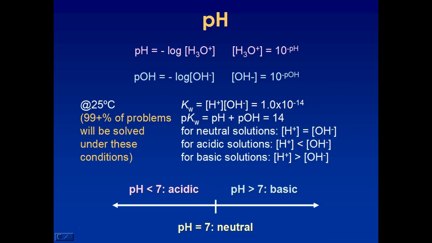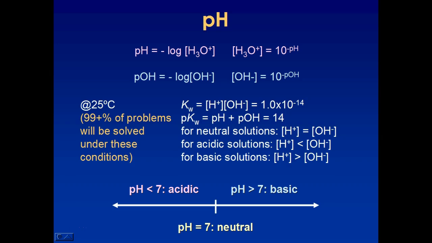As we saw in our last unit, the equilibrium constant K is dependent on temperature, and for the most part our problems will be solved using the temperature at 25 degrees Celsius. So the hydrogen and the hydroxide concentration product is equal to 10 to the negative 14. Very, very small, only a very small amount of water dissociates, and so because of that, the pH and the pOH, the scale that you're most familiar with, add up to 14.